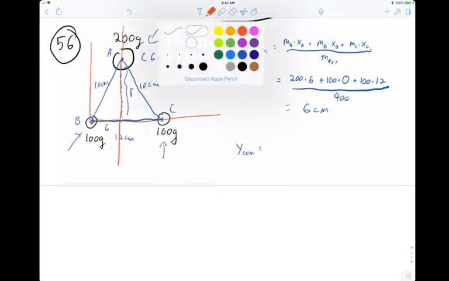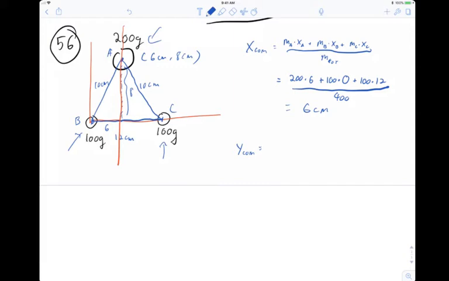And then let's do it again for the y's. Mass A is 200. The y component of A is 8. Mass B is 100. The y component is 0. Mass C is 100. Y coordinate is 0. Divide all that by 400, and you get 4 centimeters. Oh, so exactly halfway up. I guess that makes sense.